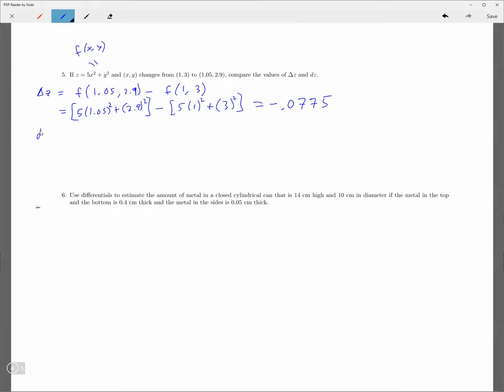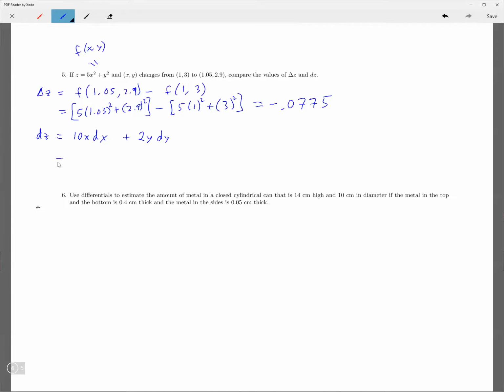for the dz, what we do is you calculate the differential. Okay, so the differential would be the partial with respect to x, which is 10x dx, plus the partial with respect to y, which is 2y dy.